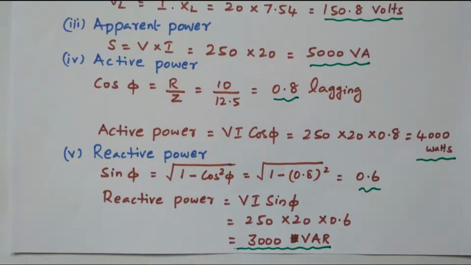The unit for reactive power is VAR. For apparent power, the unit is VA. For active power, the unit is watts. For reactive power, the unit is VAR. Now we calculated all the parameters. Now we'll go to the second problem.